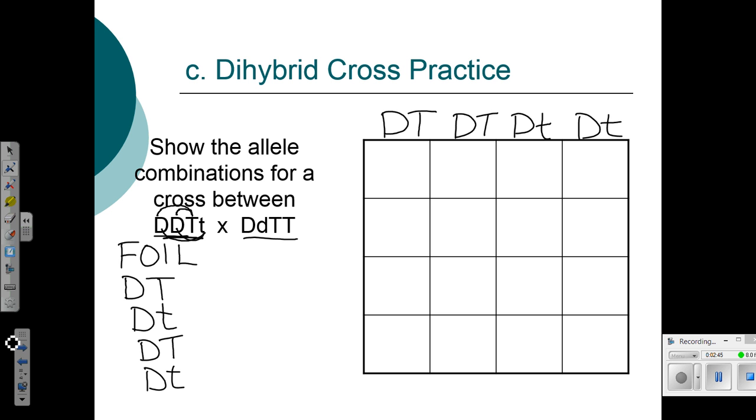Now I got to figure out the other parent. So we're going to do the same thing. We're foiling. So first, big D, big T. Outside, big D, big T. Inside, little d, big T. And last, little d, big T. And that's what we're going to put down the side.